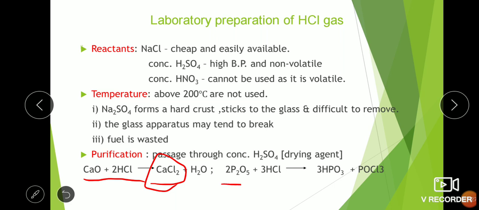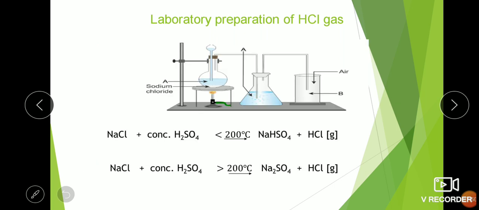Similarly with phosphorus pentaoxide, that is P2O5, HCl reacts and forms hypophosphoric acid and phosphorus oxychloride. These compounds again waste the HCl which is prepared. So HCl can be only purified by a drying agent, which is sulfuric acid. And you have to remember this, sulfuric acid acts as a drying agent as well as dehydrating agent. Therefore sulfuric acid is known as the king of chemicals.